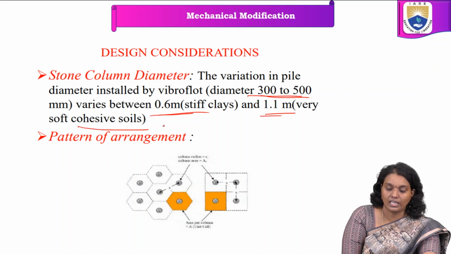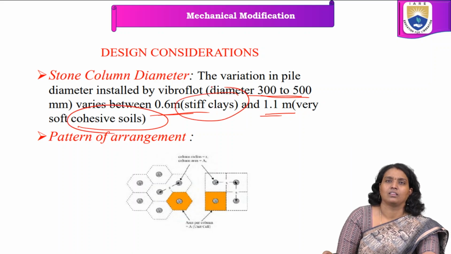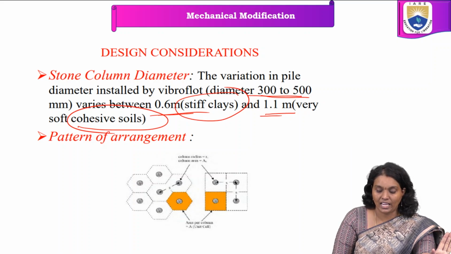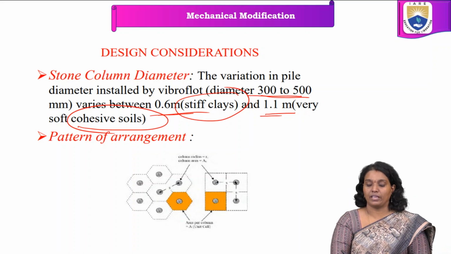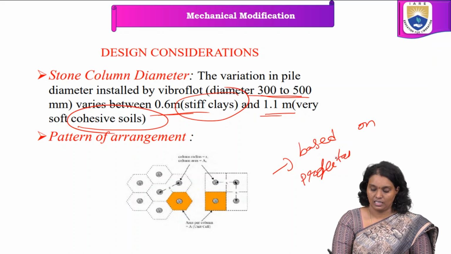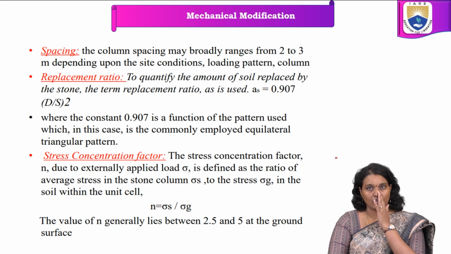It depends upon the type of the soil. So it is 0.6 for stiff clays and 1.1 mm for very soft cohesive soils. The pattern arrangement also depends on the characteristics, or the properties, which we are going to understand in this design parameter arrangement also.